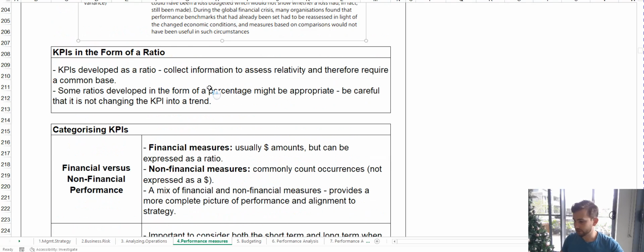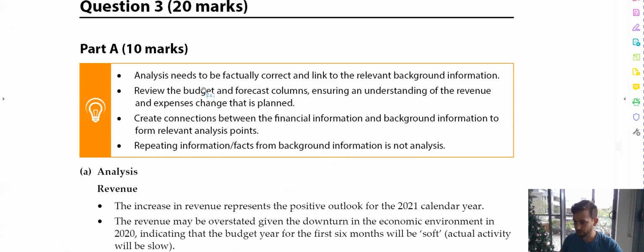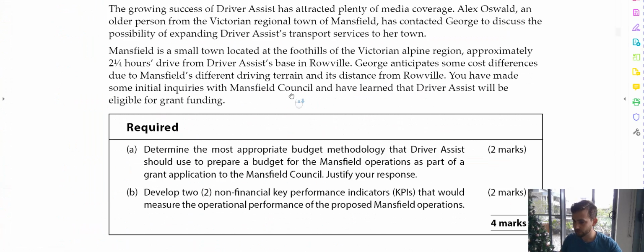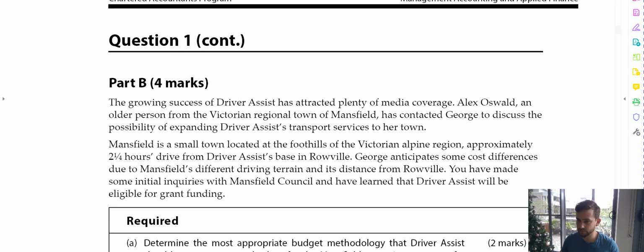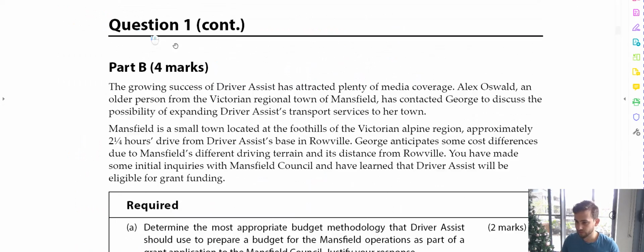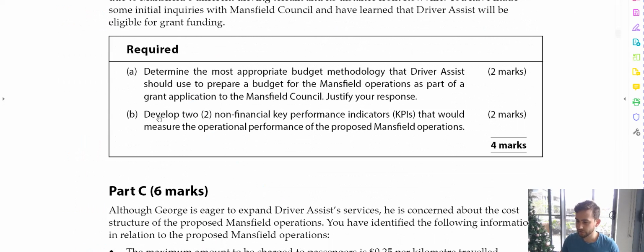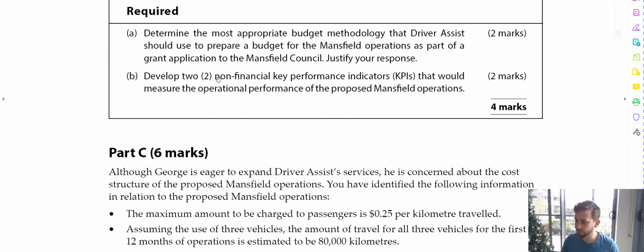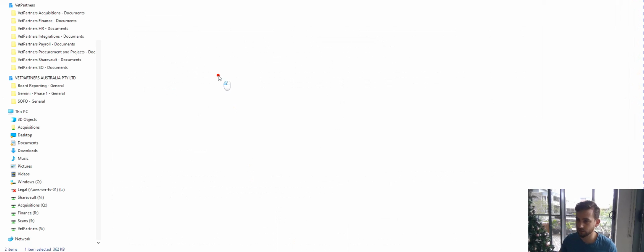All right, so let's pull up some exam papers. Okay, what about this one? So this is from the MAAF 319 main exam. Question 1, part B, says required: develop two non-financial key performance indicators that would measure the operational performance of the proposed Manfield operations. Now I'm just going to look at the answers, the main exam solutions, and have a look at what they've written.